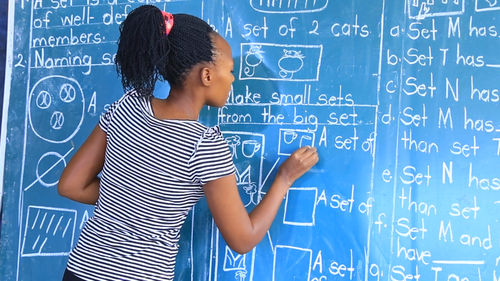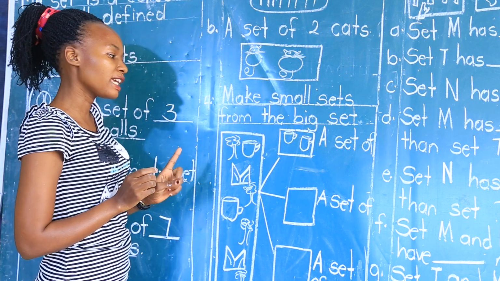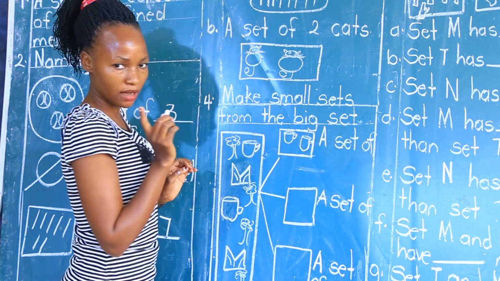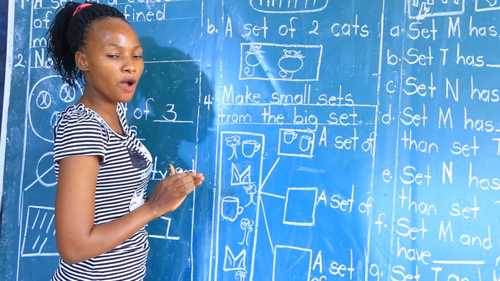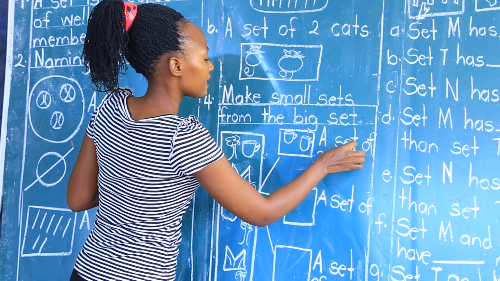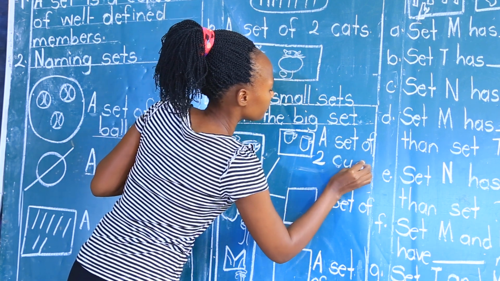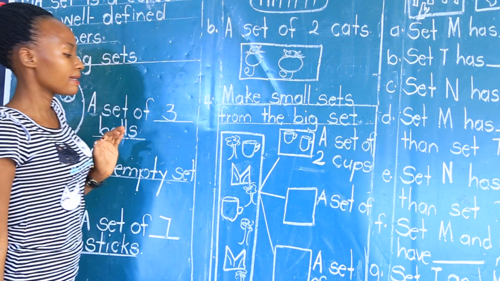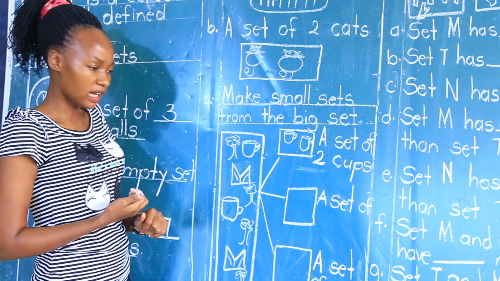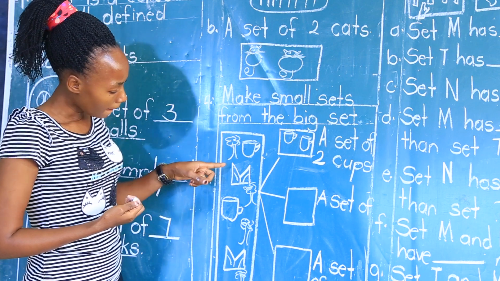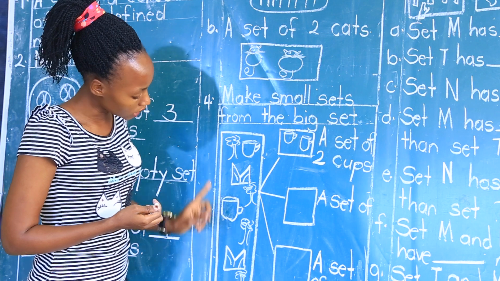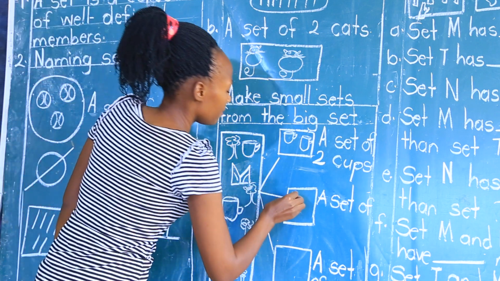After drawing the 2 cups, we have to name the small set which we formed. Remember, we first count the objects. How many are they in that set? 1, 2. Then we say a set of 2 cups. We come to the next one. What else can you see from the big set apart from the cups? I can also see the books. How many books do we have in the big set? 1, 2. Still we have 2 books. We put them in our small set.